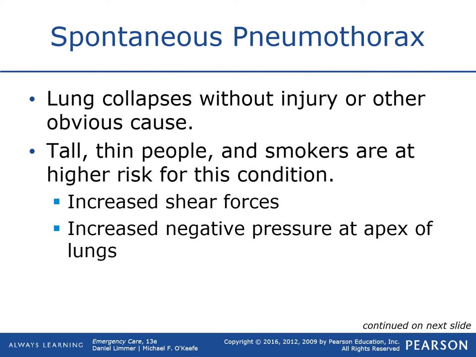Once it gets worn down, it will form a little kind of bubble. We call that a bleb. And that bubble, which is very thin tissue, over time might rupture. And once that ruptures, air will escape, causing this pneumothorax. So that's how a spontaneous pneumothorax can happen. And again, it's mostly in tall, thin people because of the increased forces that those lungs have because they're already stretched out. That being said, it can happen to anyone. It's just more likely for tall, thin people.